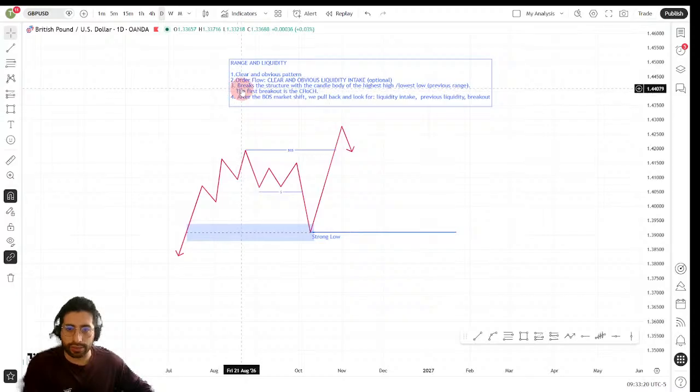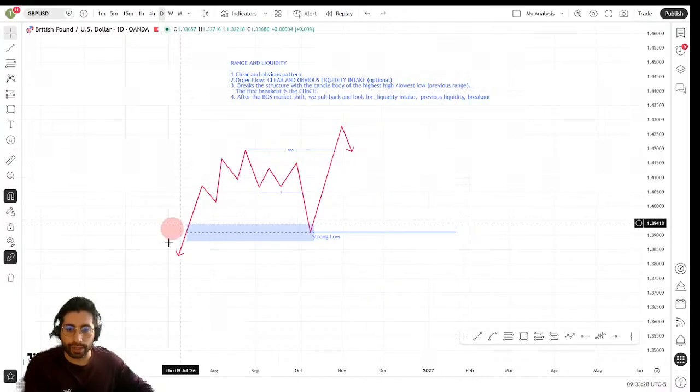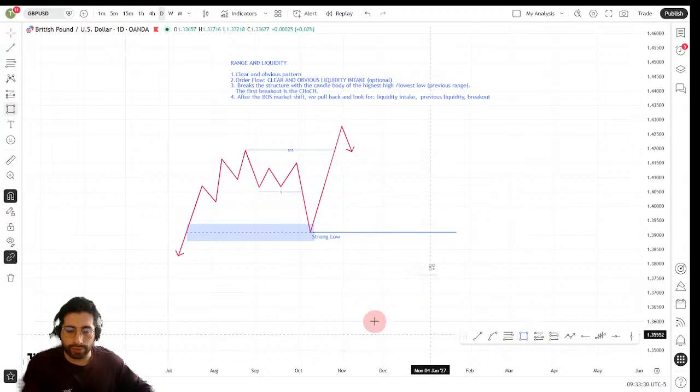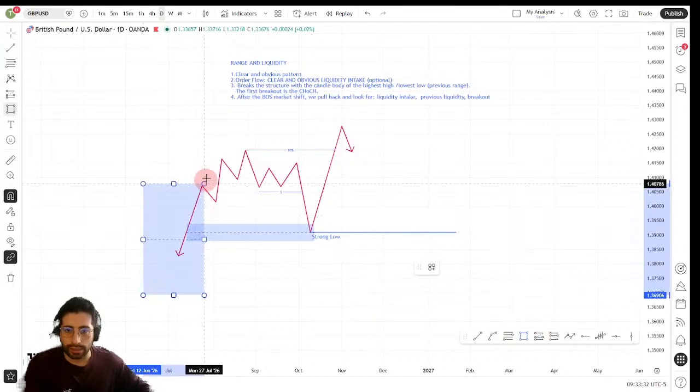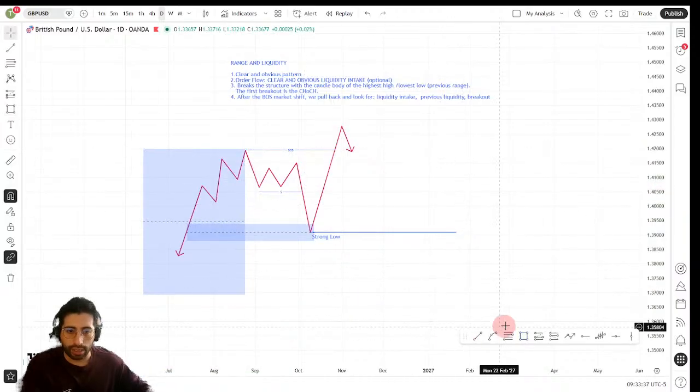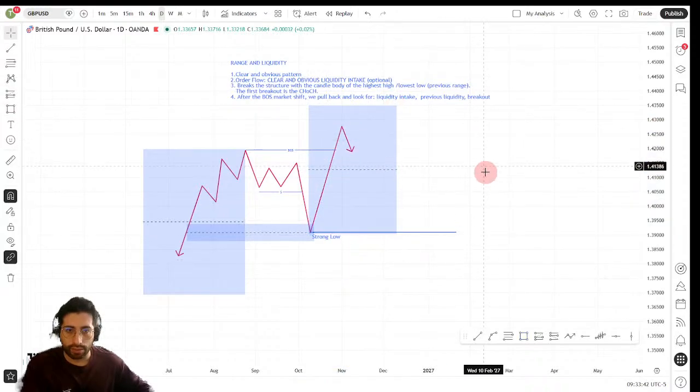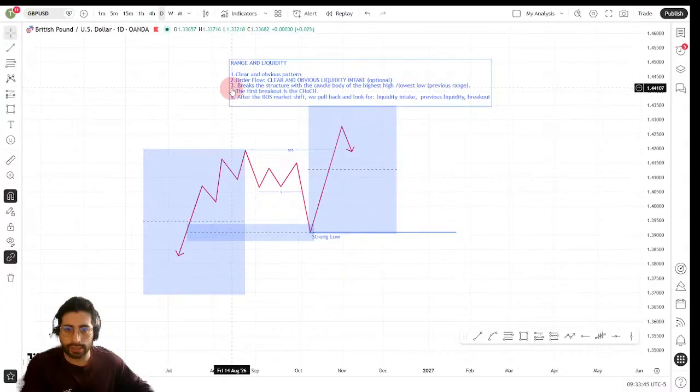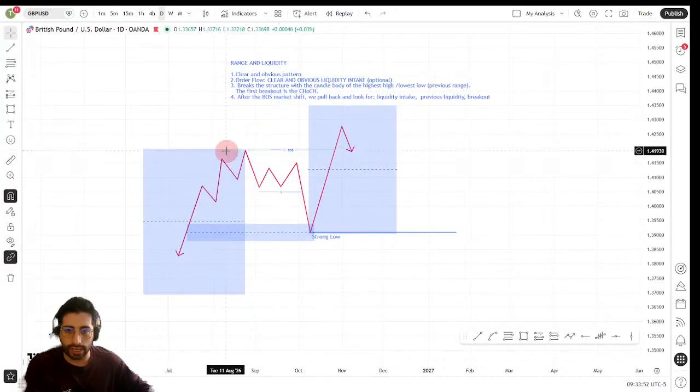The third confluence is that it breaks the structure with a candle body beyond the highest high or the lowest low of the previous range. When I talk about a previous range, I mean this: this is a range, and what I'm marking here is a new range beginning. So this third rule says it breaks the structure with the body of the candle at the highest high. This high that I mark here is the break of structure, the BOS.